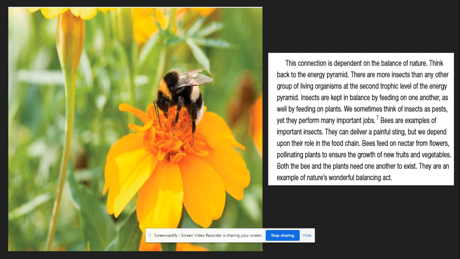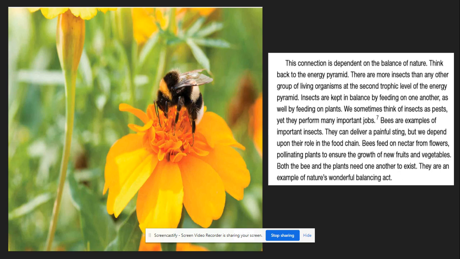This connection is dependent on the balance of nature. Think back to the energy pyramid. There are more insects than any other group of living organisms at the second trophic level of the energy pyramid. Insects are kept in balance by feeding one another as well as by feeding on plants.